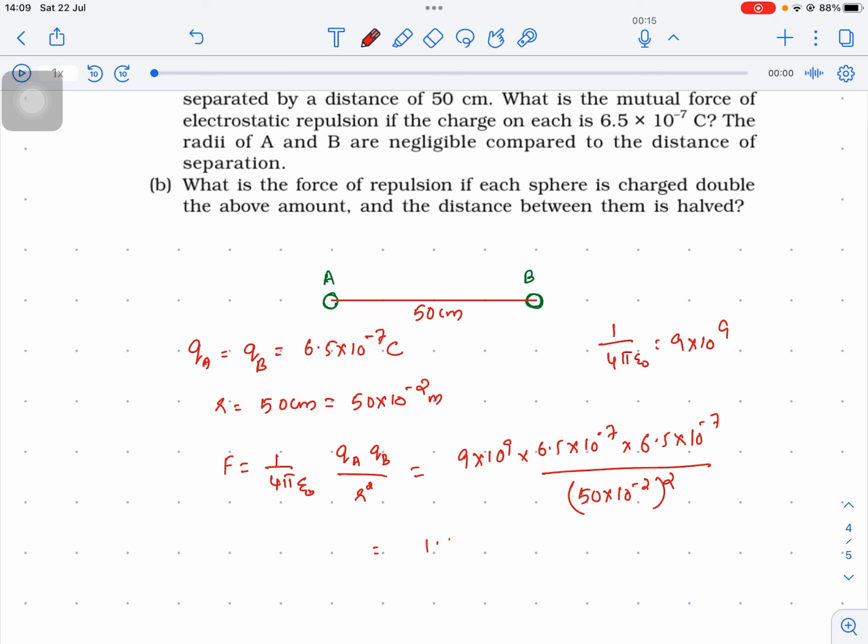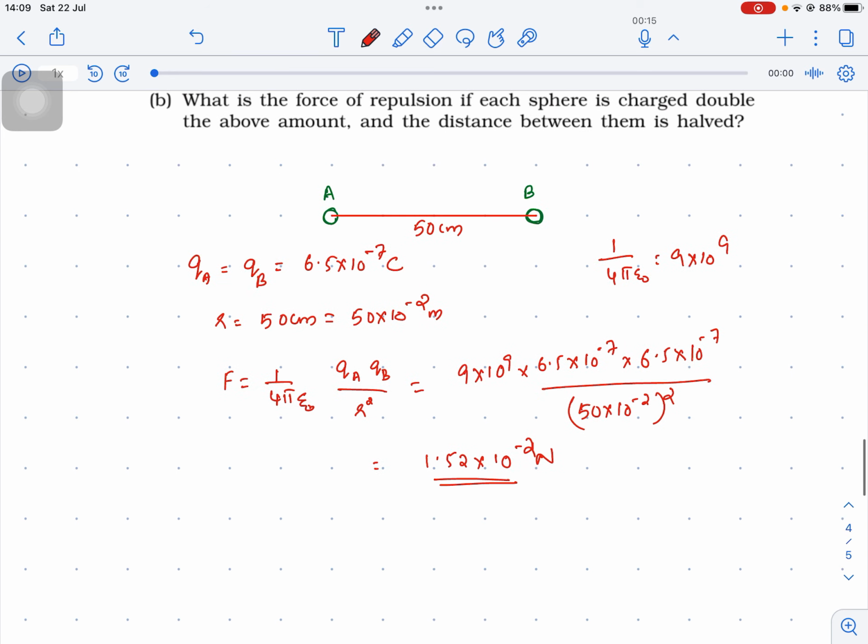1.52 into 10 to the power minus 2 newtons. 6.5 into 10 to the power minus 7 is there, which both are same, so you can just put square of these terms. So 9 into 10 to the power 9, 6.5 into 6.5, that is 6.5 into 10 to the power minus 7 square by 50 whose square is 2500 10 to the power minus 4.